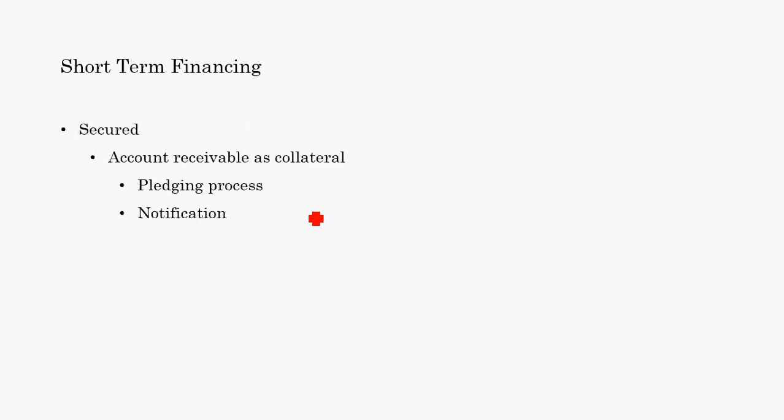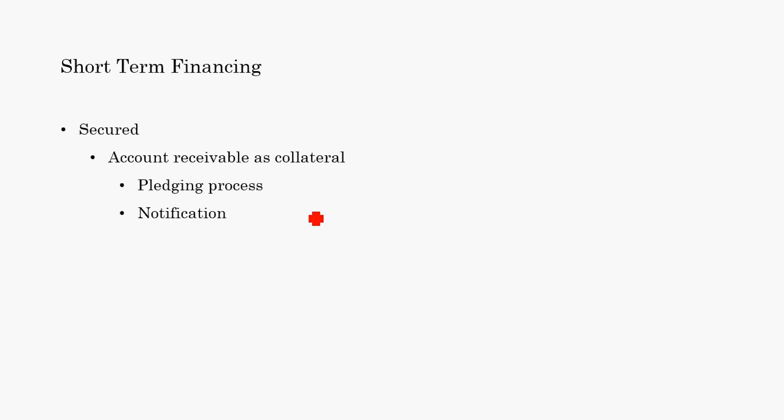Okay, so based on the criteria of the lender, it will choose a part of these accounts receivable. Let's say that it chooses 800 rupees of the 1000 rupees as good quality accounts receivable. So the lender will use this 800 as collateral, and it will lend money as a percentage of this 800 to the company. Okay, in this process there is something called notification.